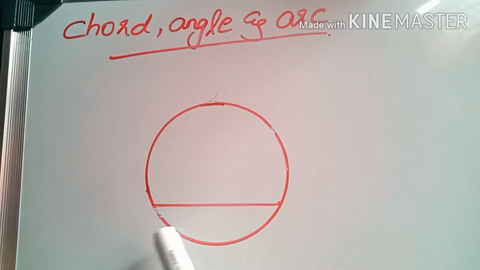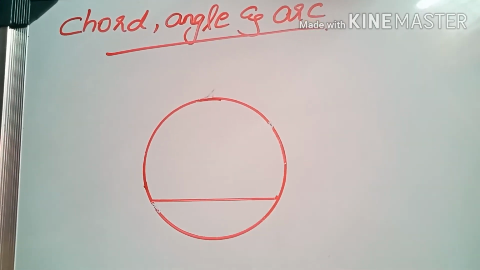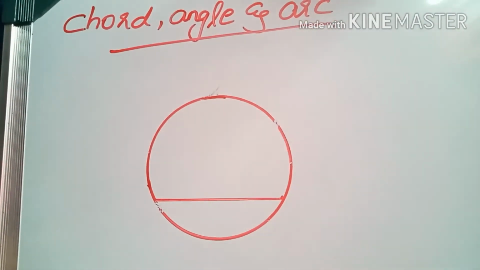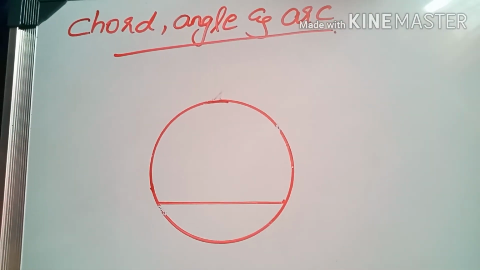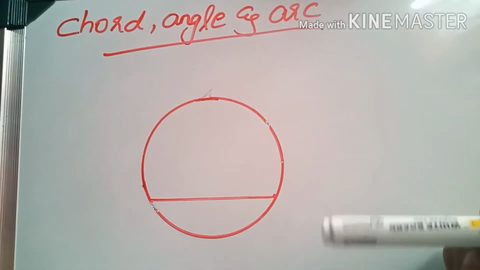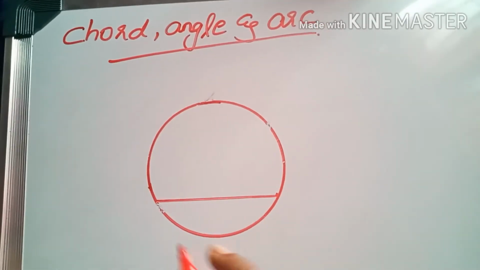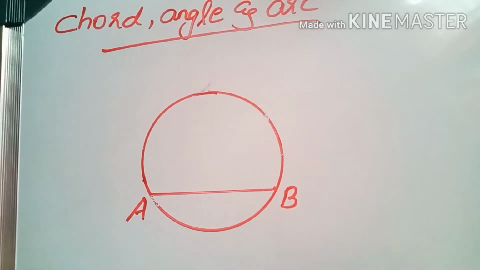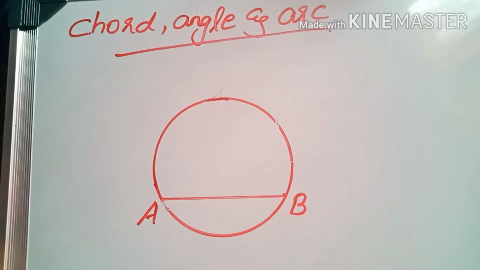Here this is a chord and it is not a diameter. Same as the previous case, we can draw angles from the endpoint of this chord to any side. Any side means here only on the circle angles we are considering. So the endpoints of this chord are A and B, and AB is not a diameter.